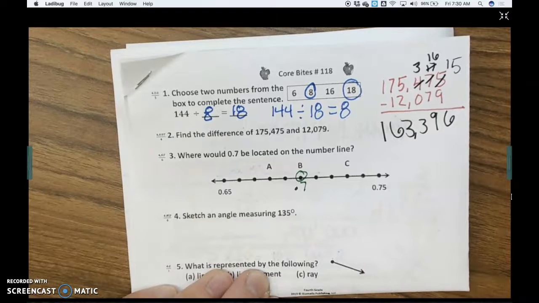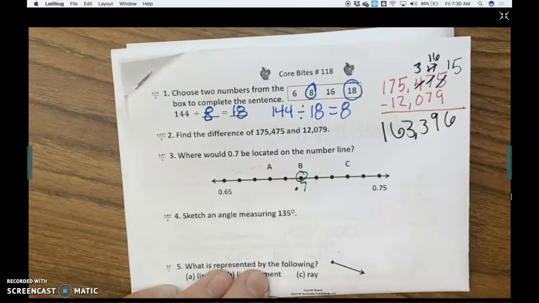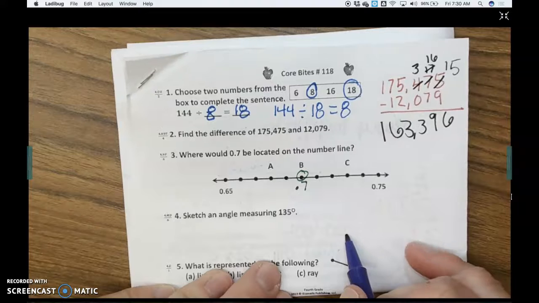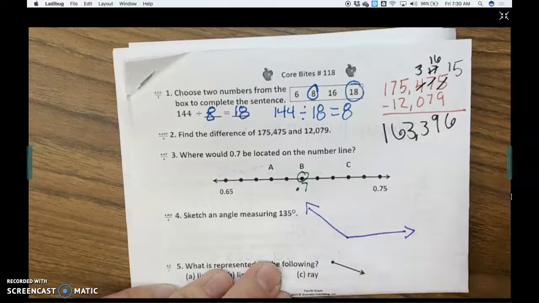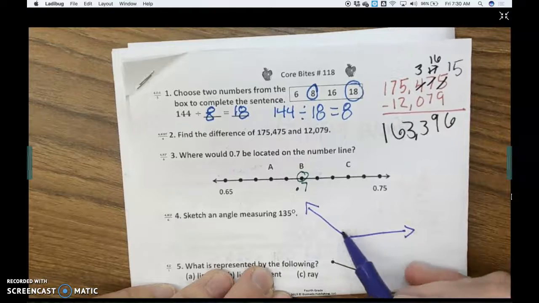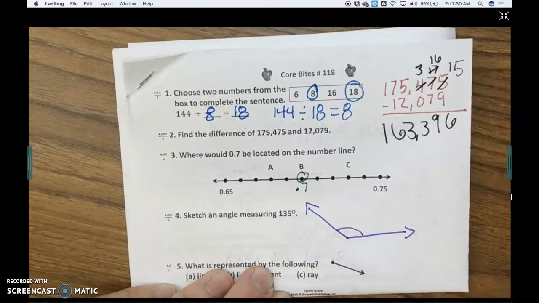Sketch an angle that would measure 135 degrees. So it's going to have to be more than 90, but less than 180. So something similar to that would work, because you're measuring the angle right there.